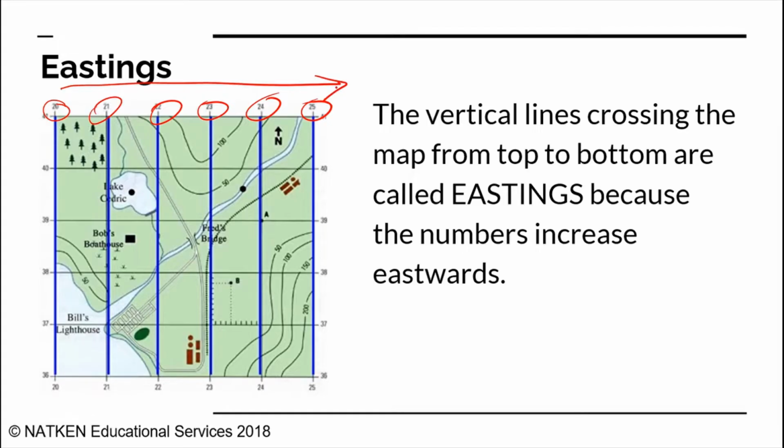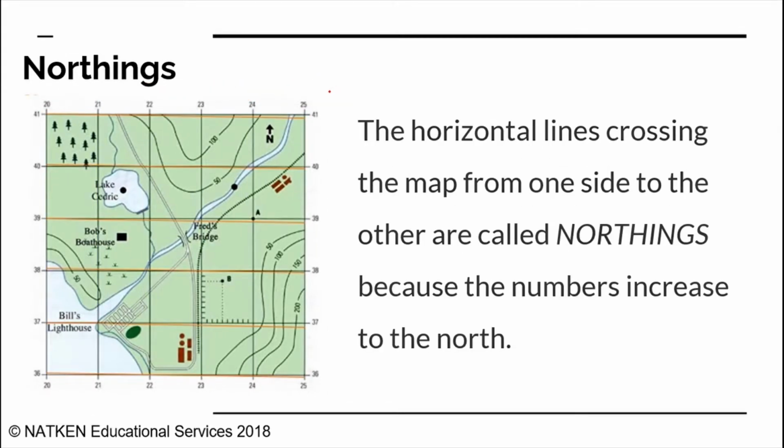Similarly, we have our northing lines. The northing lines, the numbers increase in a northerly direction. These lines are horizontal lines, so they will run from one side to the next side on the map. If you notice here as well, we have 36, 37, 38, 39, 40, and 41. These numbers increase in a northern direction. That is why they have the name of northings.